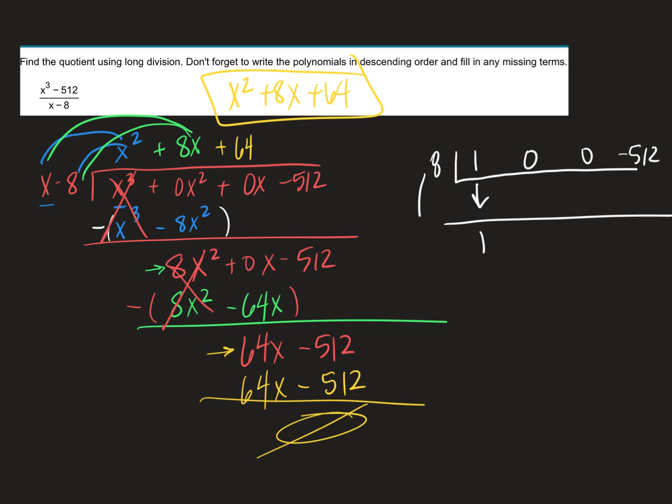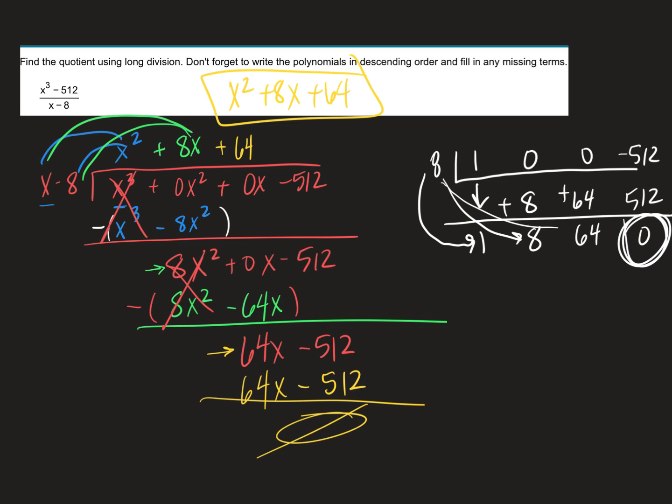Now I'm going to do 8 times 1, which is 8. Then I'm going to add these together. 8. 8 times 8 is 64. Then I'm going to add these together. Then 8 times 64 is 512. Add those together. My remainder is 0.